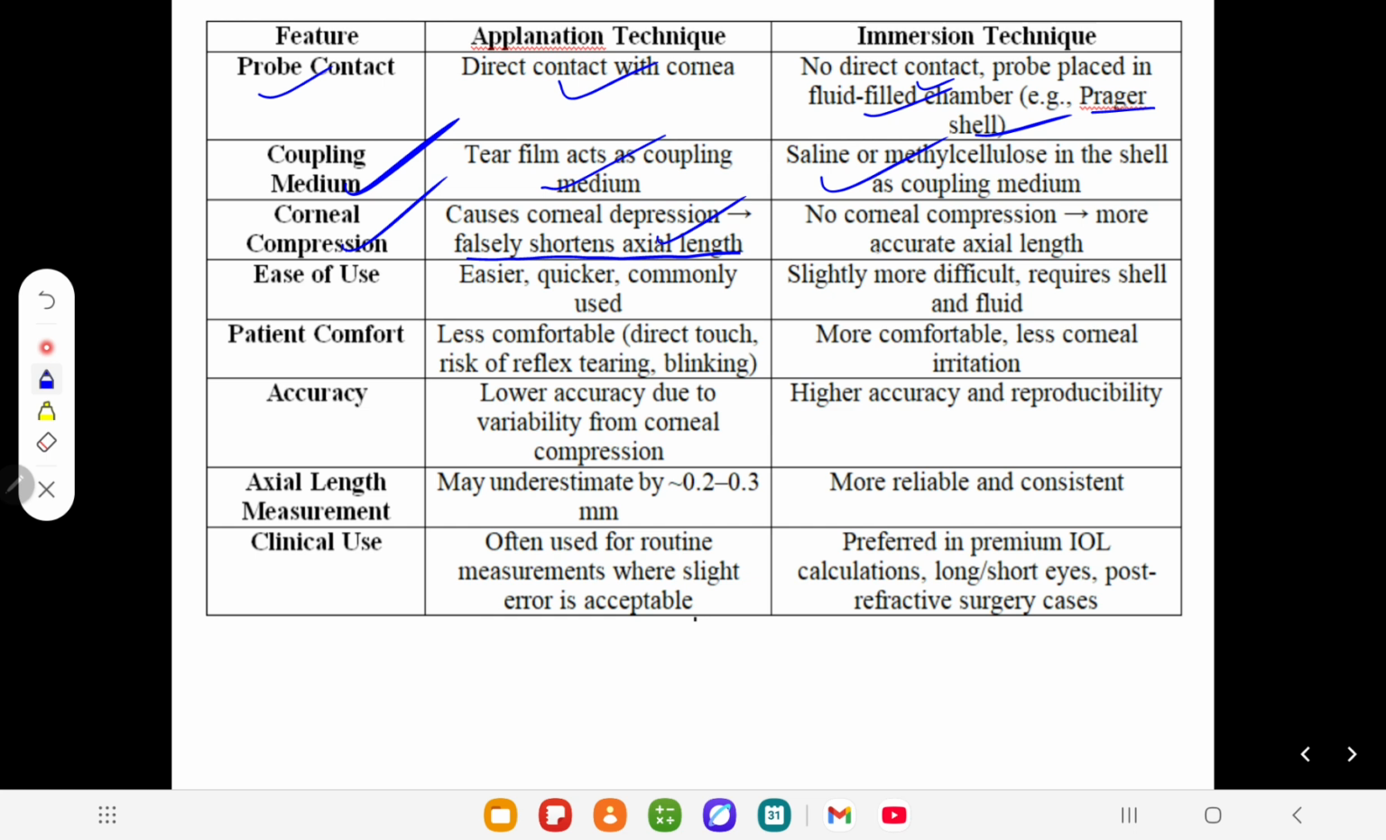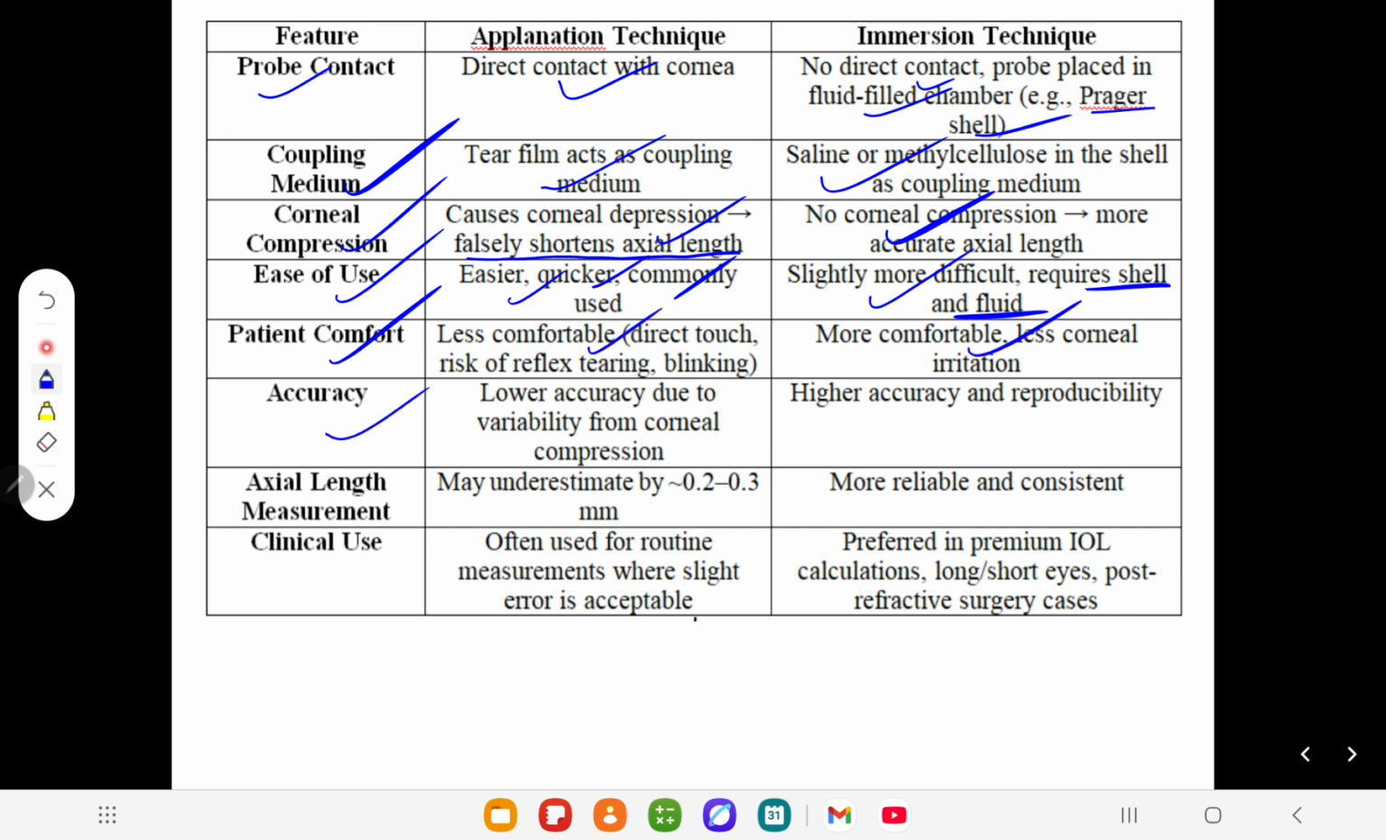At the same time, in the immersion technique there is no corneal compression, so the axial length is more accurate. Ease of use: applanation is definitely easier, quicker, and commonly used. At the same time, immersion is slightly more difficult, requires shells and fluid, and there are a lot of things to arrange. But in case of applanation, it's very easy. Patient comfort: because of direct touch there is a chance of reflex squeezing, and less comfort. At the same time, it is more comfortable in case of the immersion technique.